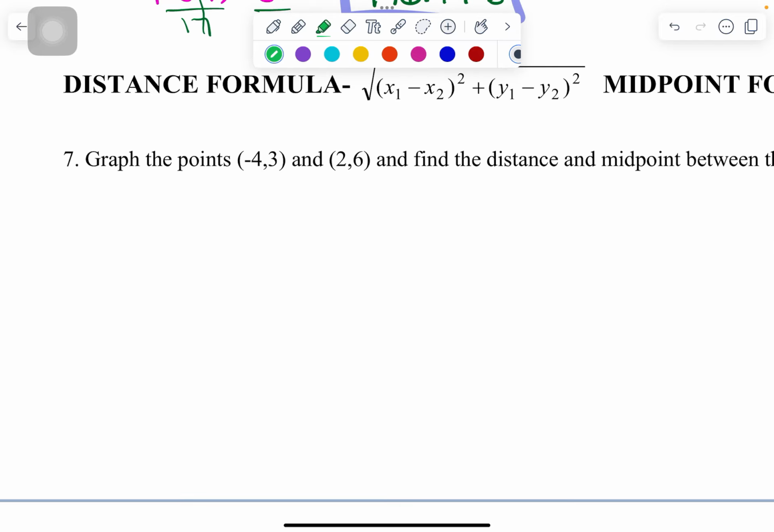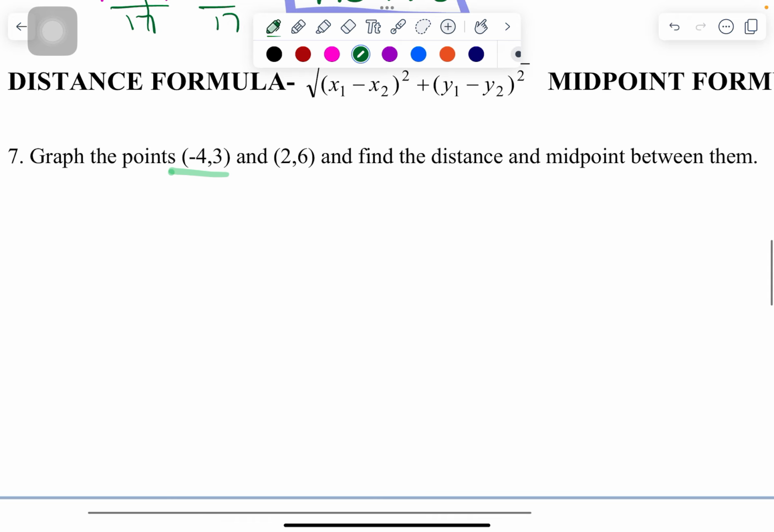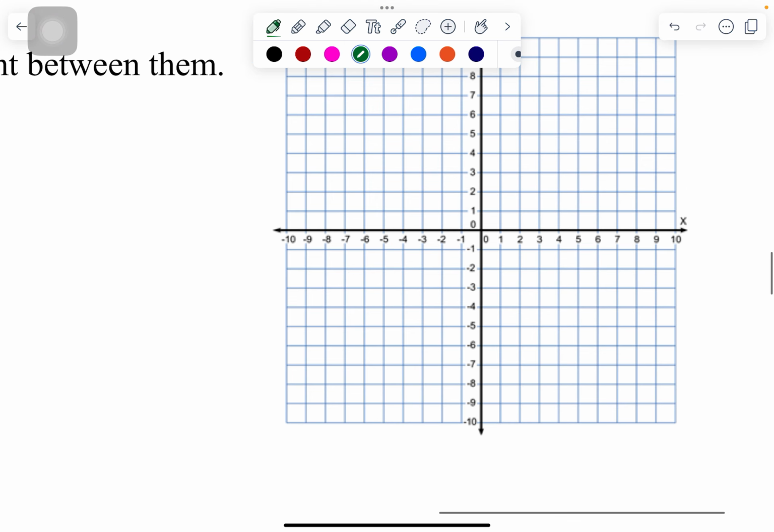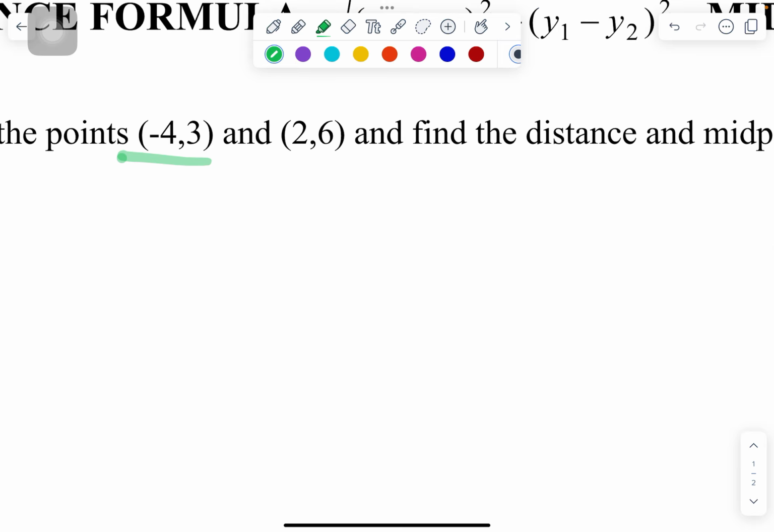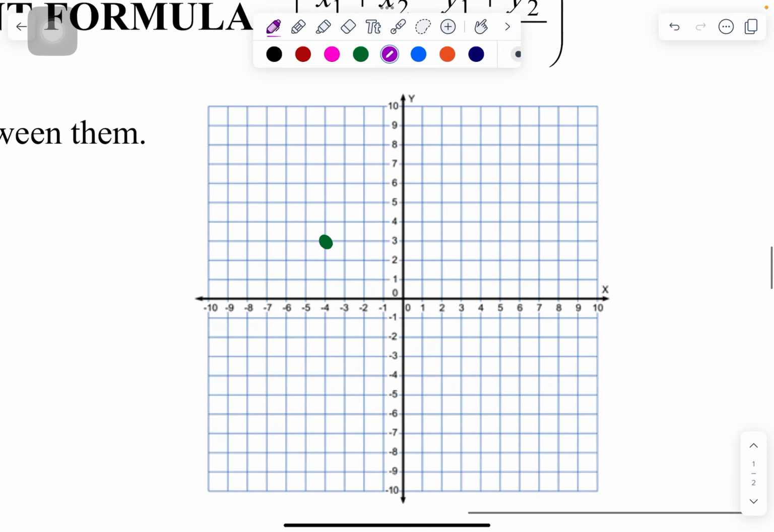We've got the point here, -4, 3, so I want to graph that. So on my little grid here, what did I say, -4, 3. From the origin, 1, 2, 3, -4 to the left, and then 1, 2, 3 up. So going to be a point right there. And then the other point is 2, 6. So from the origin, we would go to the right 2 and then up 6. So point here. So if I look at these 2 points, remember somewhere between these needs to be the midpoint.